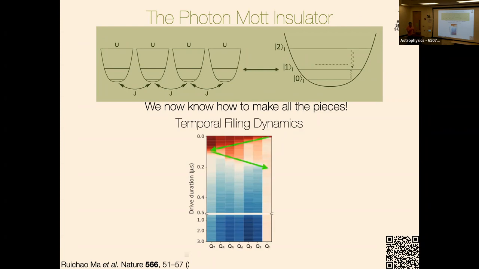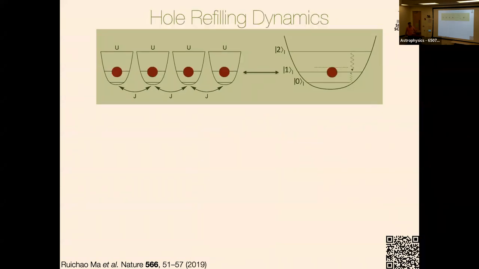And in fact, this speed limit is set by what's called a Lieb-Robinson bound. Okay. But then there's an interesting thing we can do here, which is we can say, what would happen if I just got rid of one of the particles in the system, making a hole? This thing should refill it. It's kind of like a chemical potential, okay?